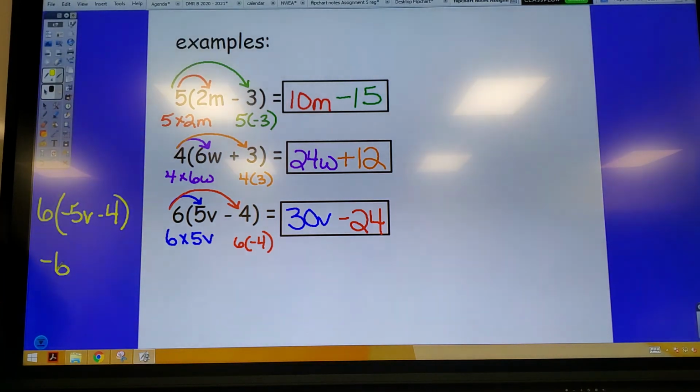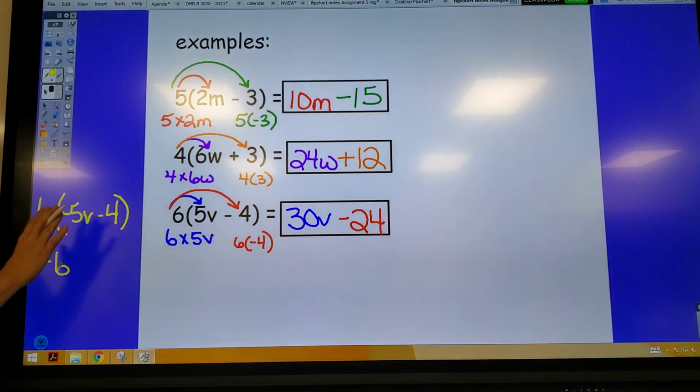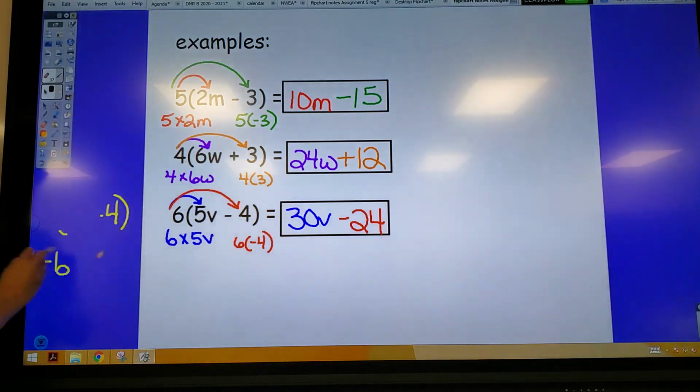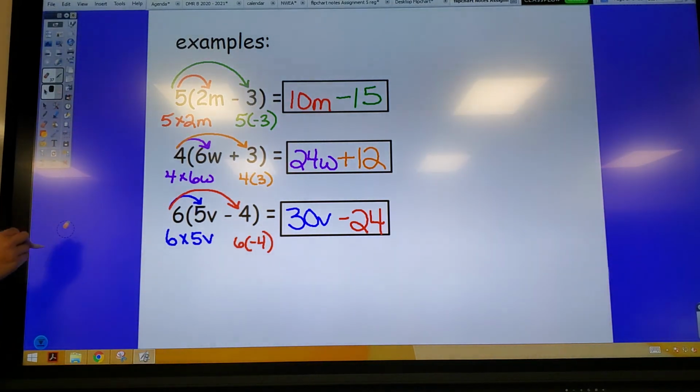It's possible that this is a negative 6 out here. You could have negatives anywhere. For right now, no. We're taking this one step at a time. All right, any questions about distributing? Remember, all these notes will be posted.